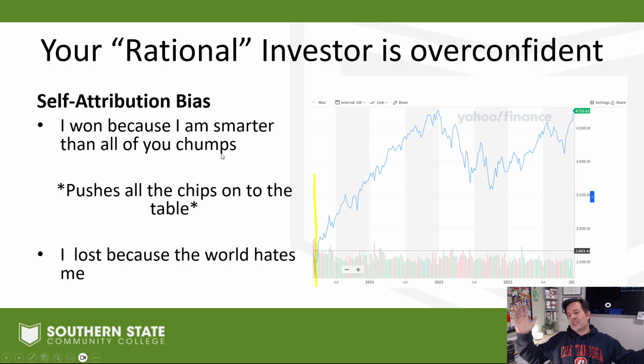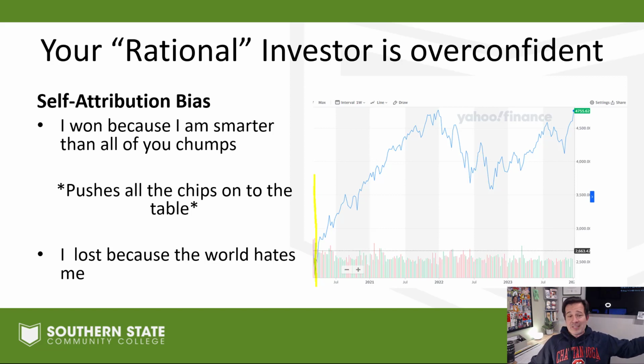We say, well, I lost because the world hates me. The market's rigged. It's those dang Democrats. It's those dang Republicans. It's their fault that I lost all this money. It's not me. I made the right moves because I'm great. I made all that money between 2020 and 2022. Can't be me. So with self-attribution bias, we get overconfident and we gamble a little bit more than maybe we should. The more gains we have, the more likely we are to gamble.